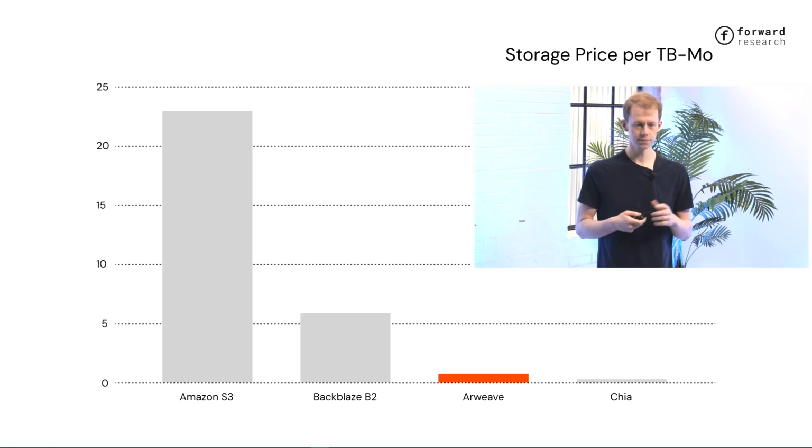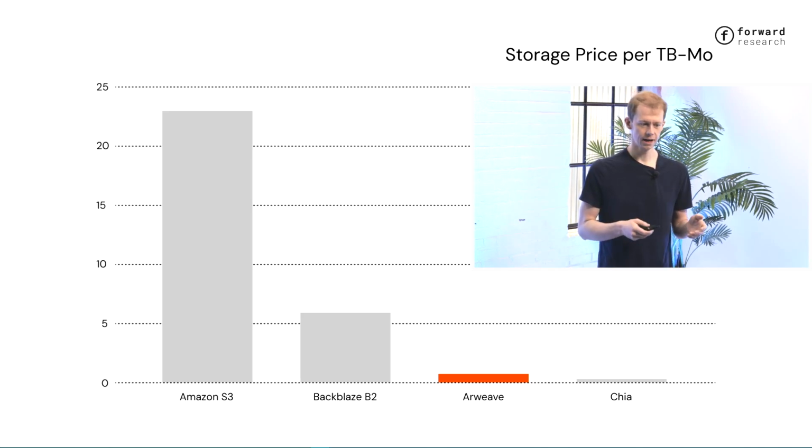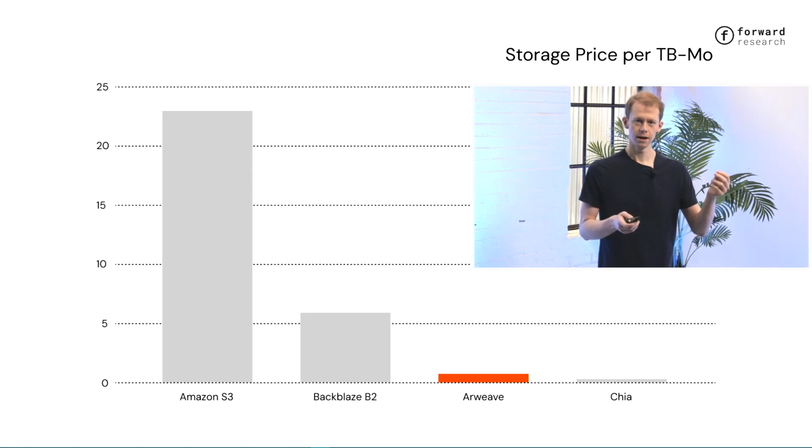We see that Arweave charges about 78 cents per terabyte month. And Backblaze, the cheapest centralized provider, charges $6. And AWS charges $23. And so why is it that Arweave miners are able to give up their storage space for such a lower cost than Amazon and Backblaze? Well, the answer is that for Arweave miners, they don't have direct access to the user base, and the users don't necessarily trust them in the same way that they trust Amazon.